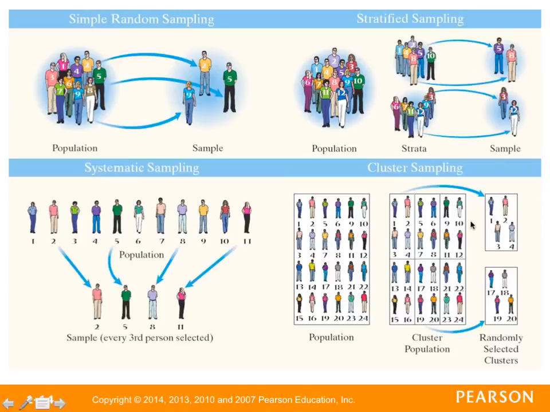The idea with this is when you're talking about geography, it makes sense to sample people who are close to one another because it is cheaper to hire someone to walk around and go door to door if they're only going in specific neighborhoods instead of randomly going all over the city. So that would be a good example of cluster sampling.